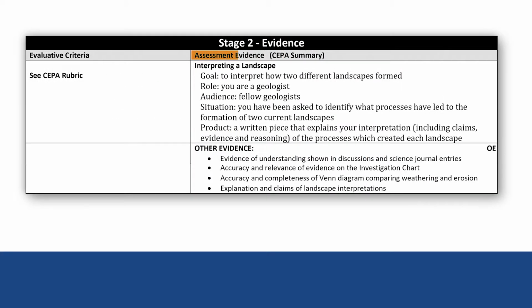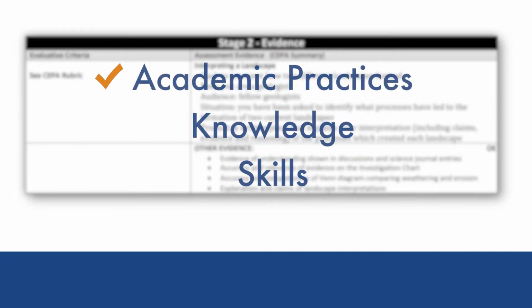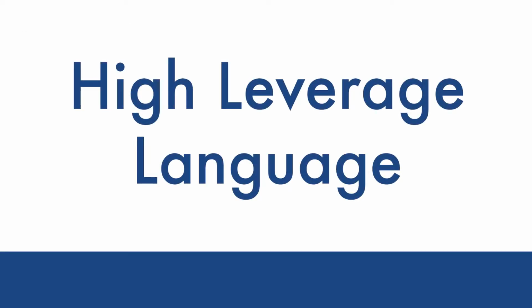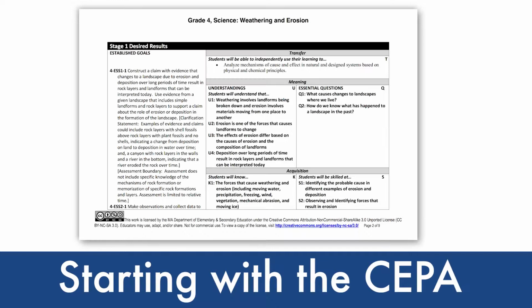The CEPA is a culminating assessment, so it tells us what academic practices, knowledge, and skills students will be expected to demonstrate by the end of the unit. Based on the academic expectations, you can look for the language demands that all students must meet, and then make collaborative choices to prioritize high-leverage language your ELs will need to meaningfully engage in challenging content standards. We'll walk through an example of how to use the CEPA as a starting point.